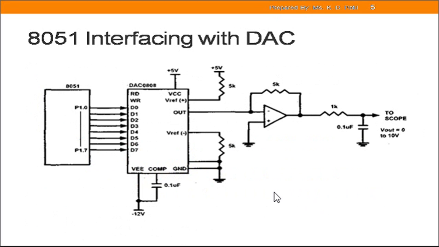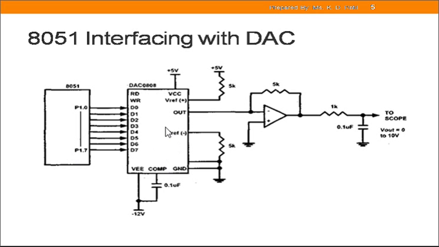If you observe the interfacing diagram of DAC with 8051 microcontroller, at D0 to D7 input lines of DAC, we are getting the digital numbers, digital pulses from the microcontroller. These D0 to D7 lines of DAC are interfaced with port 1 of 8051 microcontroller. The other things are same as we have seen while interfacing 8051 microcontroller with ADC.